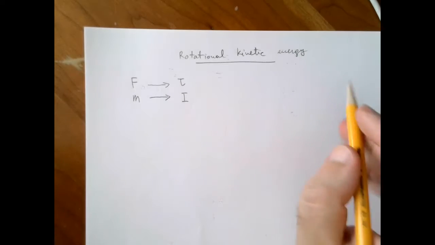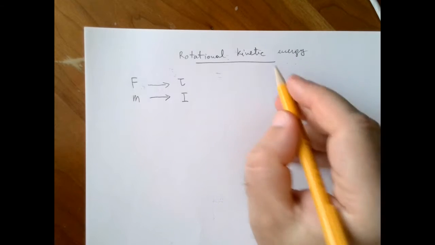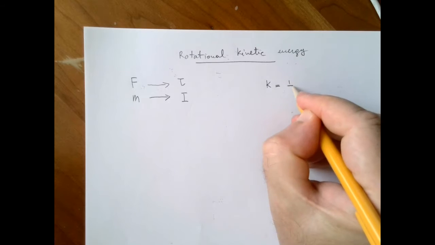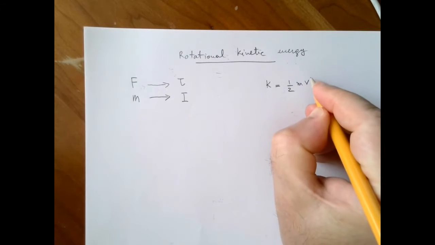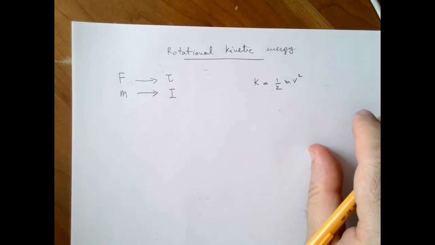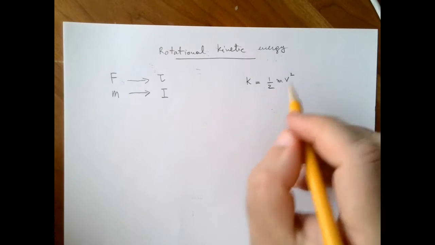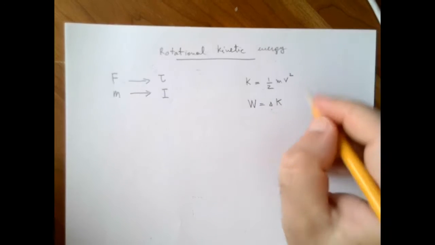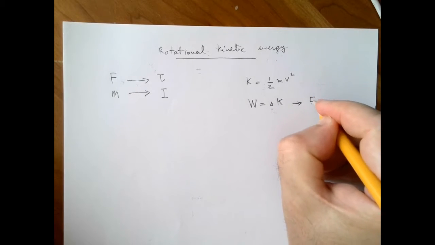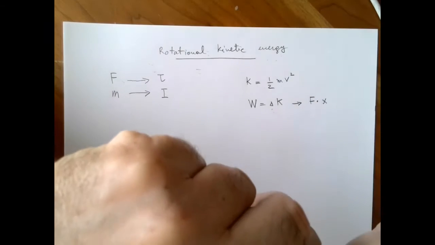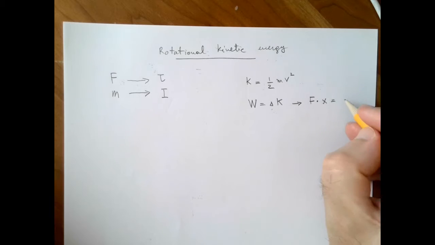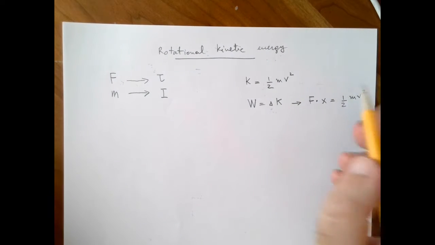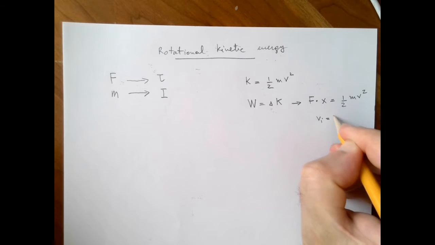We recall from earlier in the semester that the kinetic energy is 1/2 mv squared, and the work was equal to the change in kinetic energy, or in other words, F multiplied by x was equal to 1/2 mv squared, assuming an initial speed of 0.